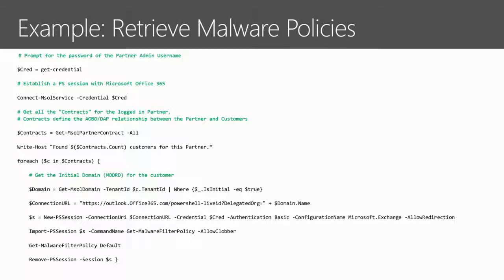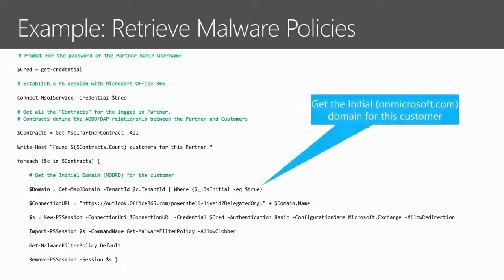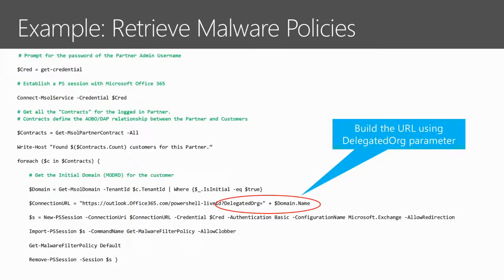Again, the beginning part of the script is similar to the previous example, so I'm just building on that. But when I get down here, I'm pulling their initial domain, because as you saw in the earlier slide, Exchange is going to want to know what is the domain you want to connect to, not the tenant ID. So I'll pull all of the domains for my customers. You'll see here, as I'm building the URL to connect to the Exchange PowerShell session, that I'm using the delegated org parameter. Again, I would put in the customer's domain for each of the customers in my list of partner contracts.